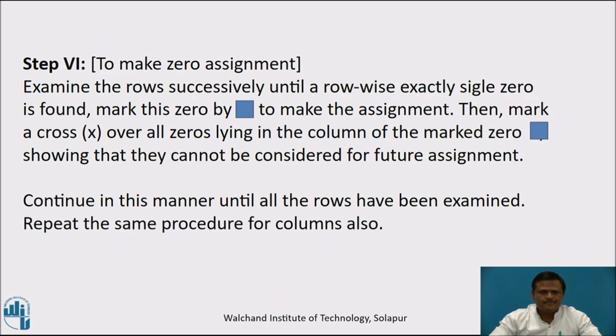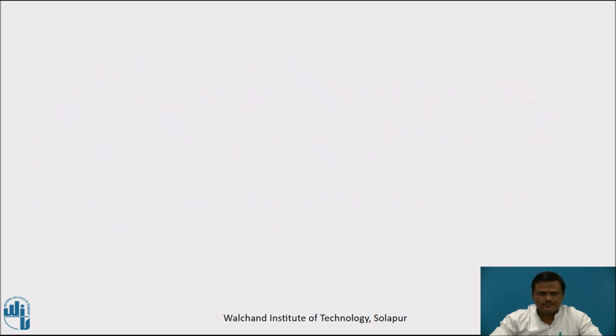The guideline is we need to examine the rows successively until a row with exactly a single zero is found. Mark this zero with a rectangle symbol to make the assignment. Then mark a cross over all zeros lying in the column of the marked zero, showing that they cannot be considered for future assignment. Continue in this manner until all the rows have been examined. Repeat the same procedure for columns also.